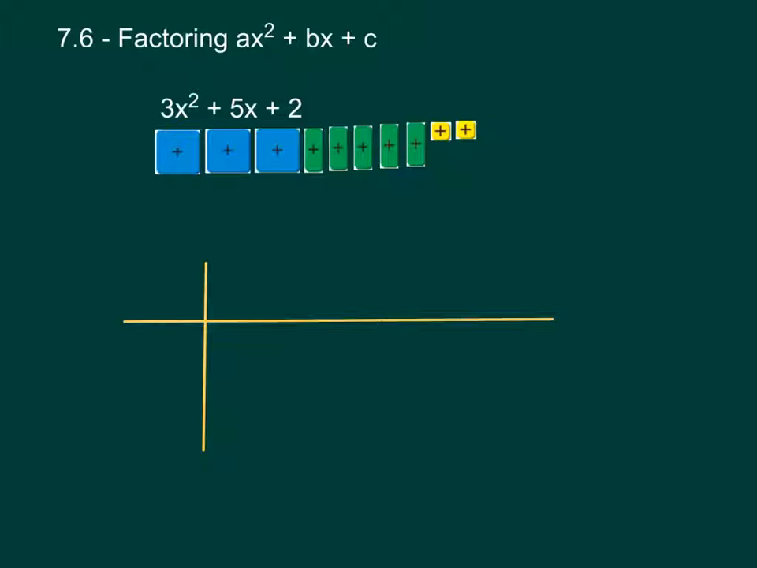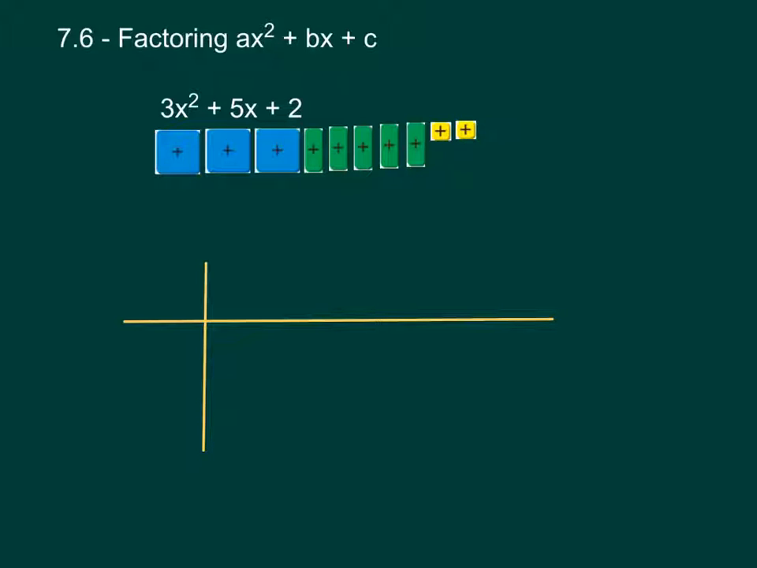I want to try to use algebra tiles to help demonstrate the process for doing that. What I have depicted here is an algebra tile representation of 3x squared plus 5x plus 2. Now, in order to factor this using the algebra tiles, I'm going to try to fit all of these tiles into this space down here in our table. And I want to make sure that I form a rectangle when I do so.